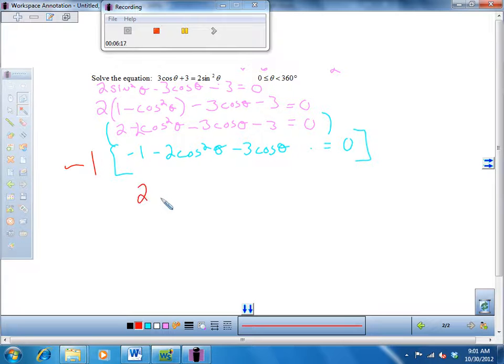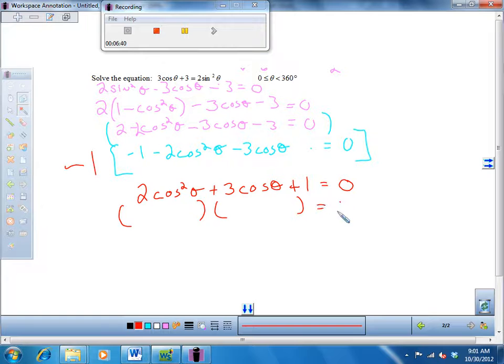So I'm going to rewrite this as positive 2 cos squared theta plus 3 cos theta. I'm going to stick this positive 1 on the end here. Positive 1 equals 0. Tell me if I made any mistakes. Am I okay there, Kate and Davis? Looks good. Now finally I could try to factor that.